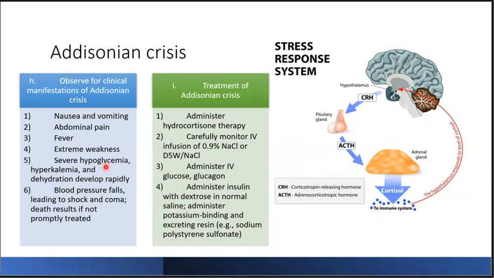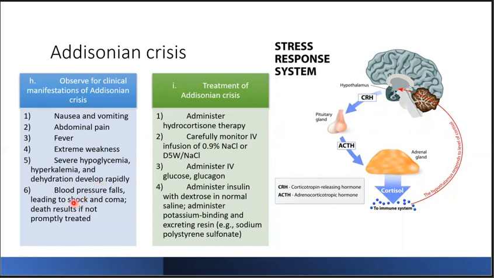So blood sugar levels are severely low. Potassium levels shoot through the roof. So there's hyperkalemia. Remember, you want to be conscious of hyperkalemia because of the role potassium plays in cardiac electrophysiology. And again, severe dehydration develops rapidly. So you're looking out for these signs: severe hypoglycemia, severe hyperkalemia, and severe dehydration. And remember, they could develop rapidly.